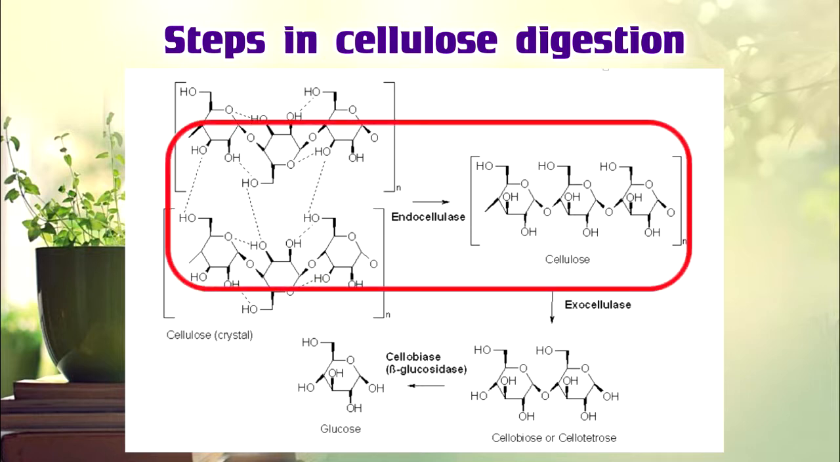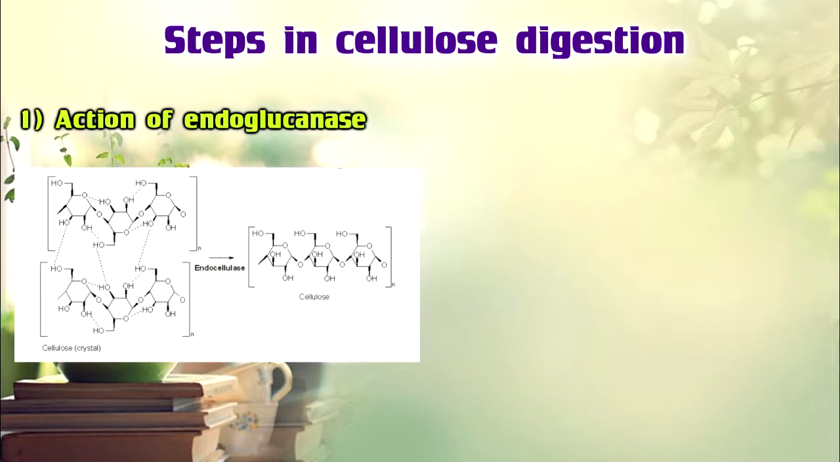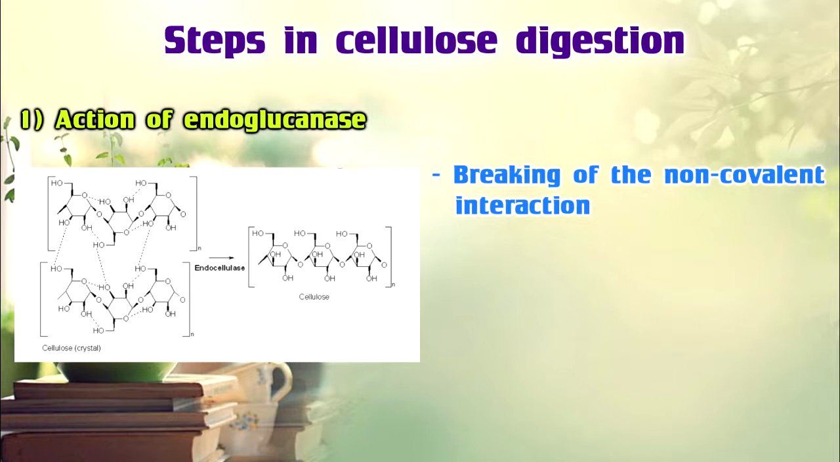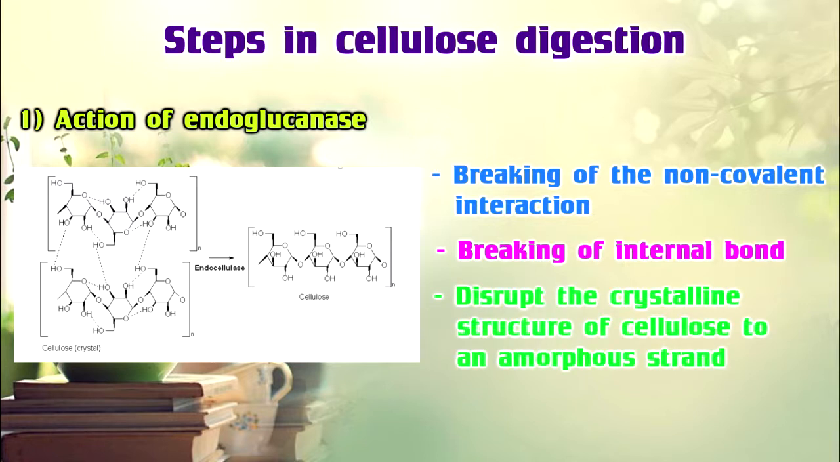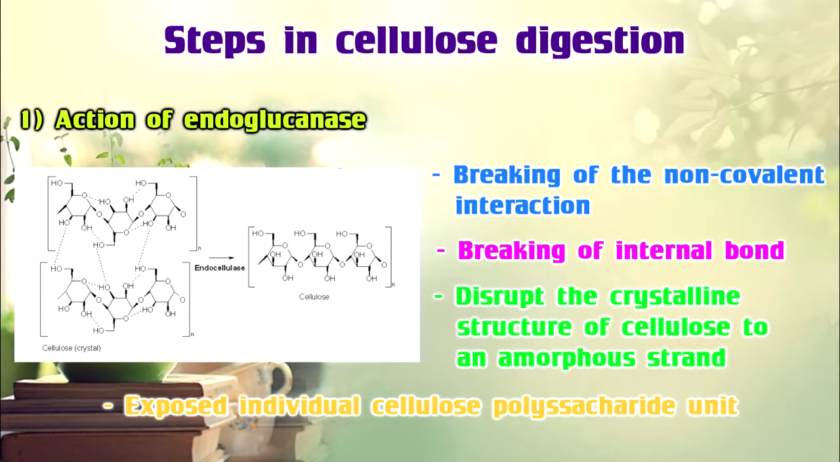Firstly, the cellulose digestion process involves the action of endoglucanase, which helps in breaking the non-covalent interaction present in the structure of cellulose, breaking the internal bonds. It also helps to disrupt the crystalline structure of cellulose into amorphous strands. Now, the individual cellulose polysaccharide chains are exposed for the next enzymatic action.